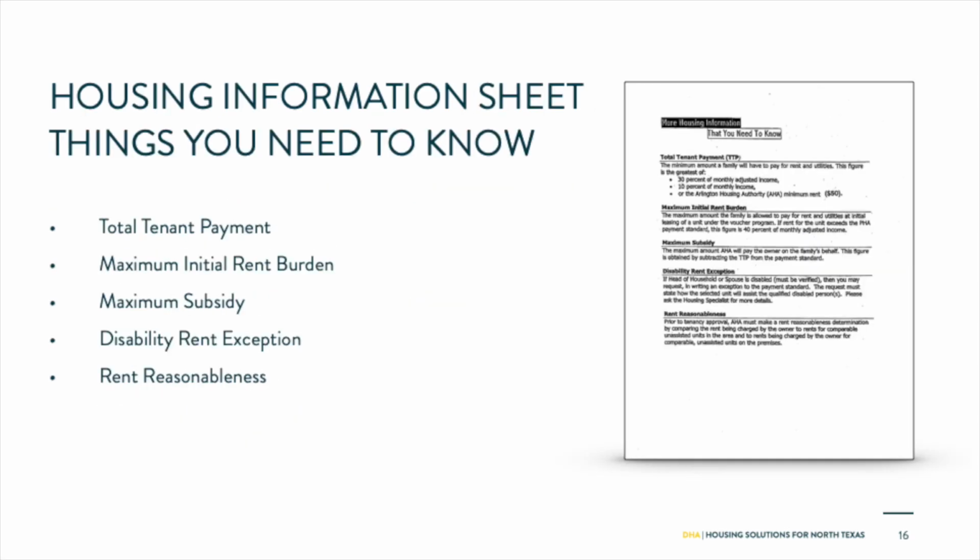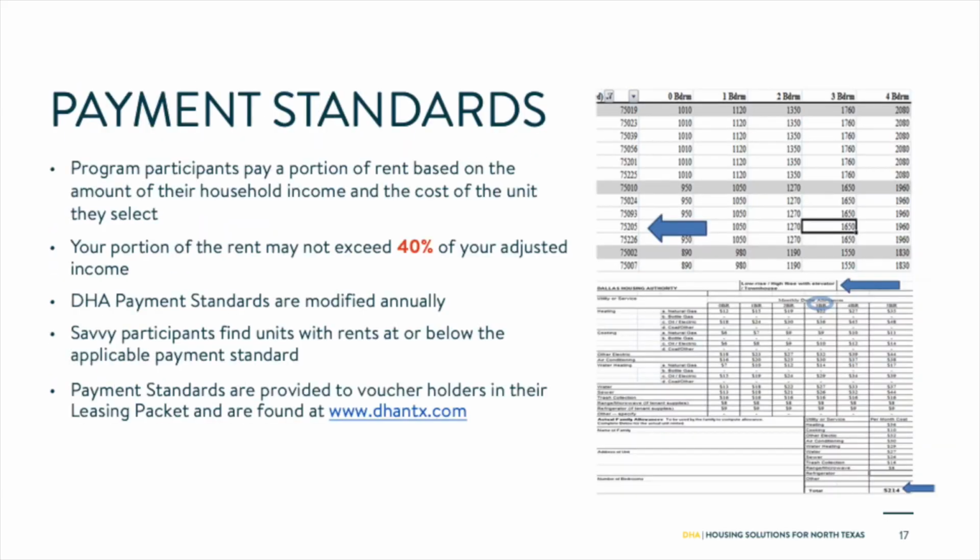The Things You Need to Know document includes information on the total tenant payment, which is the amount you will be responsible to pay, maximum initial rent burden, maximum subsidy, disability rent exception, and rent reasonableness. This document is included in your briefing packet. Please take time to read over this carefully. DHA has provided you with a rent computation worksheet to explain how rent is calculated.